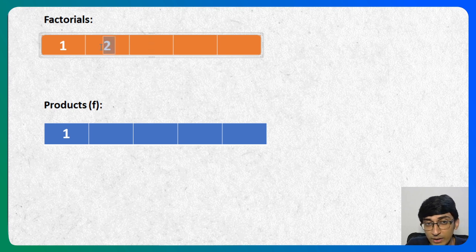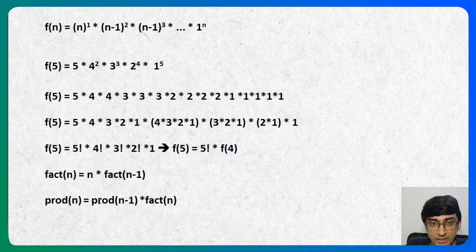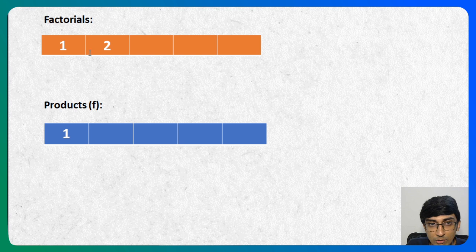But once we've got this factorial, now how do I calculate this number? As I said, what was our recurrence relation? Our recurrence relation was prod of n is prod of n minus 1 into fact of n. So we got fact of n over here into product of n minus 1, right? So we got over here 2 value. Okay, so far so good. Here I got 6. Okay, now 6 into 2 is going to give me 12. So that's the answer here.